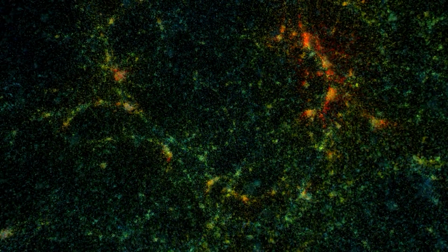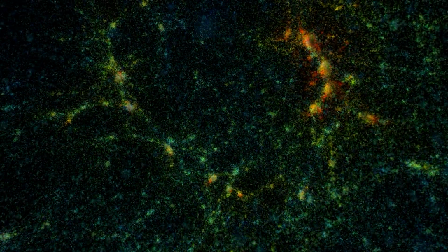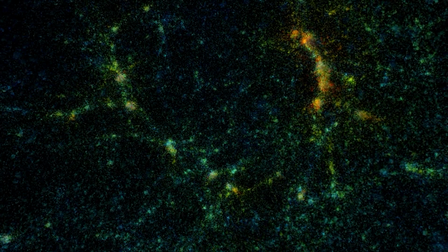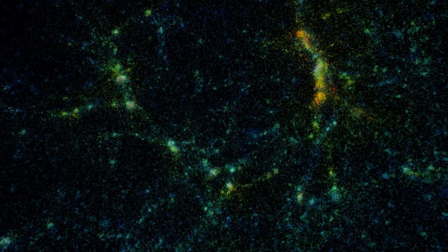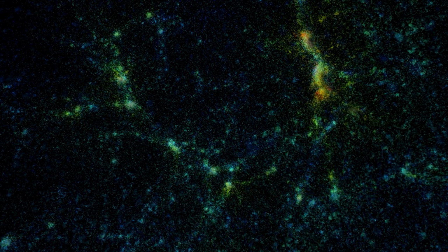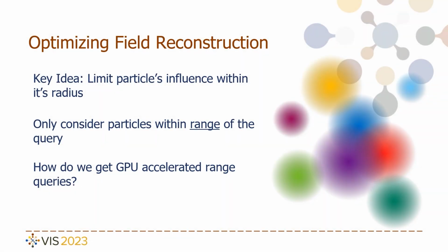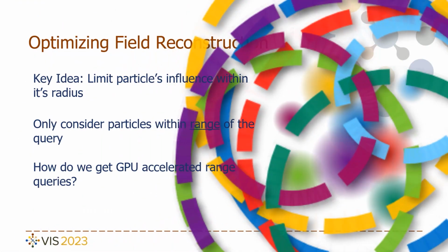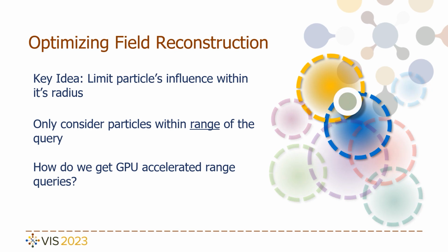With this modified formulation of radial basis functions, our particle volumes achieve a similar degree of expression as their regular grid and finite element counterparts. But then we can also incorporate their flexibility of motion to interactively explore time series data. However, adding up every last particle for every query point is prohibitively expensive, and so we need to do something smarter. To optimize field reconstruction, we can limit a particle's influence to stay within its radius, and only consider particles within range of our query point. But then that raises the question, how do we get GPU-accelerated range queries?